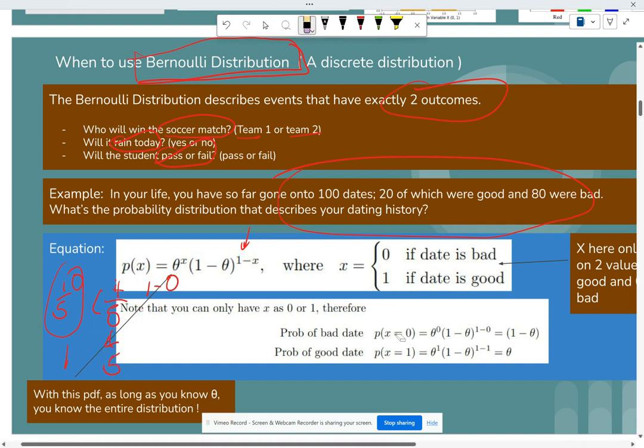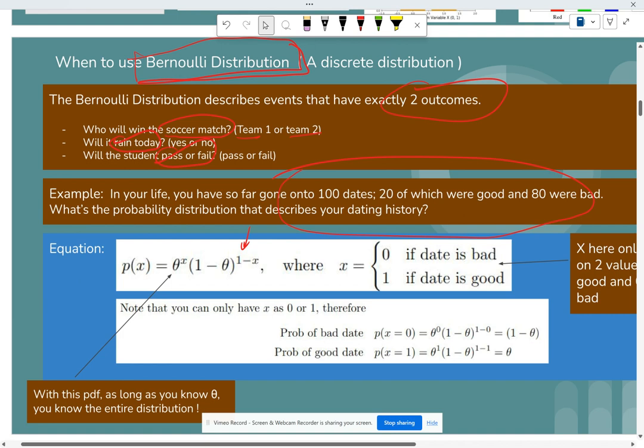So essentially, you have two outcomes, right? You have two outcomes, 1/5 and 4/5. And by picking 1 or 0, you're picking this outcome or this outcome. That's what this equation is saying. So that's the Bernoulli distribution.